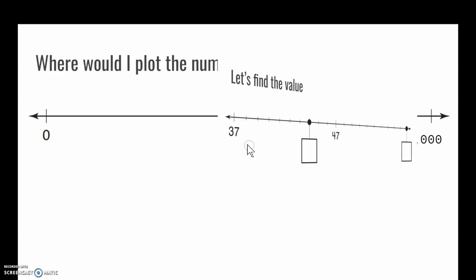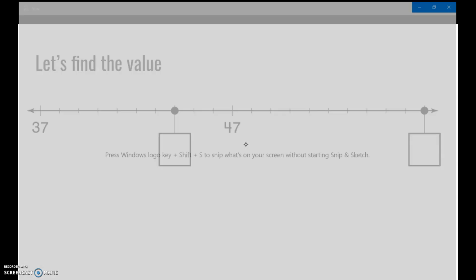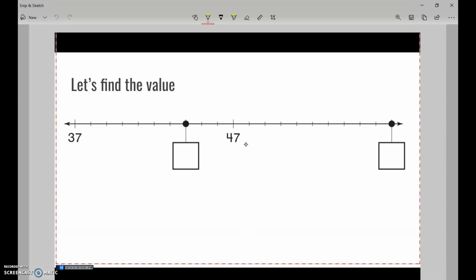So, this one we can find the value if you like. This one's confusing because now I have some parts that are done and some parts that are incomplete. So right now, since I have 37 and 47, I know all of this is 10. Right? That's my interval. 37, 47, 57. So I'm going to count.